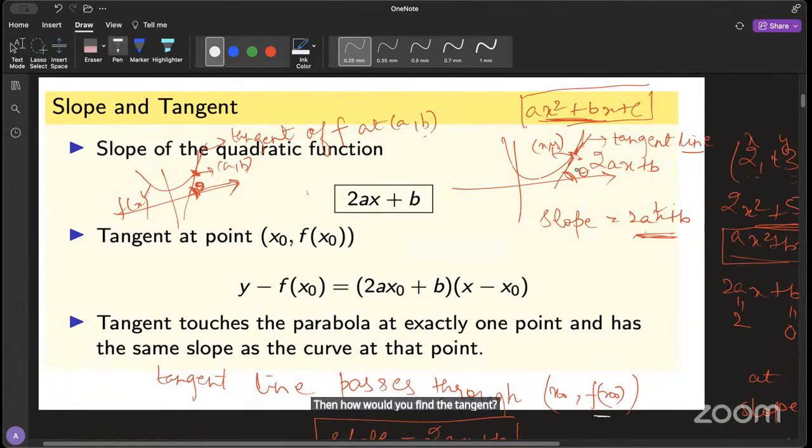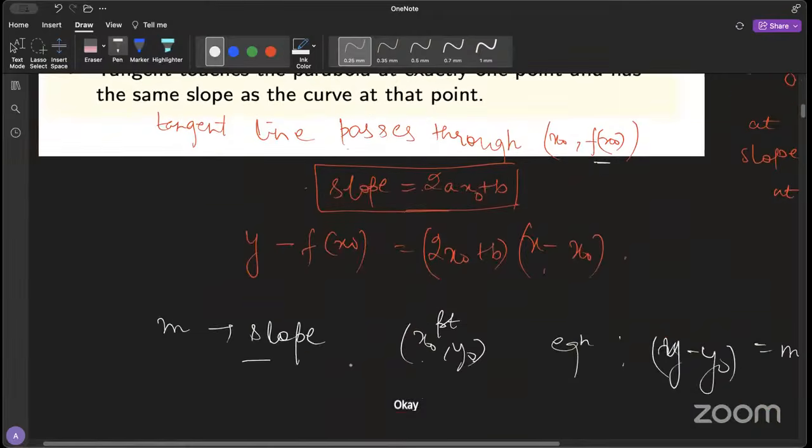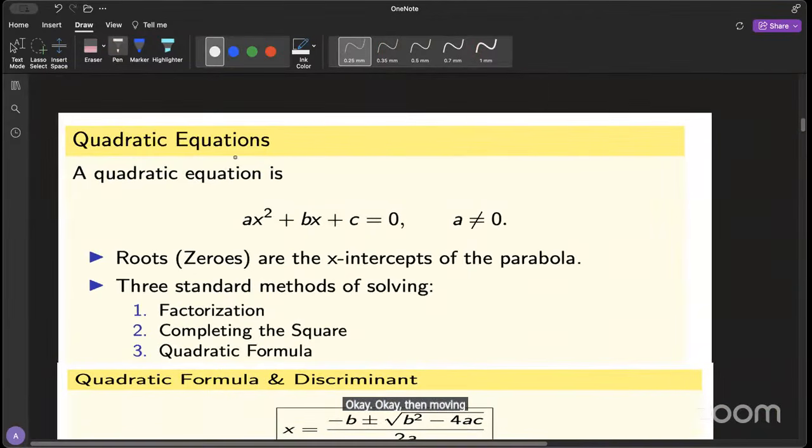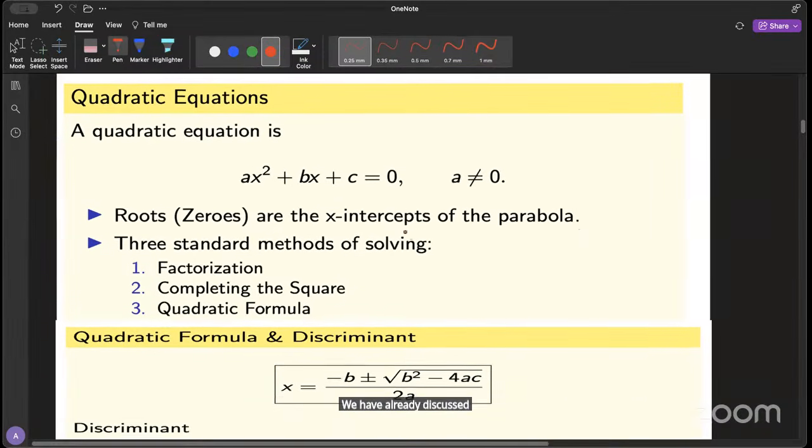Okay, ma'am. Okay, then moving on. This is about quadratic equation. So we've already discussed the general form. Then roots are the x-intercepts.